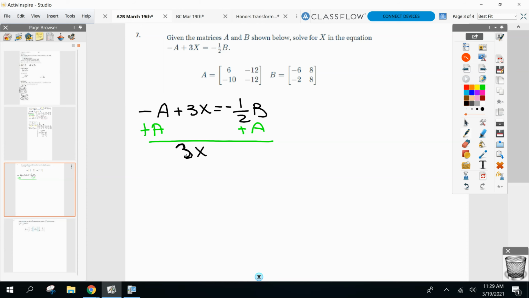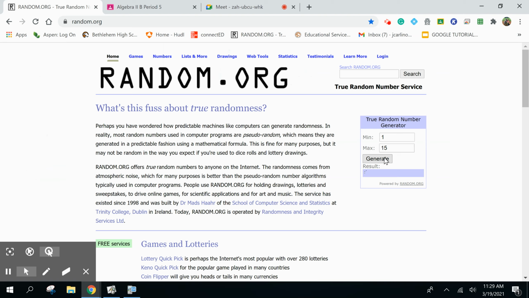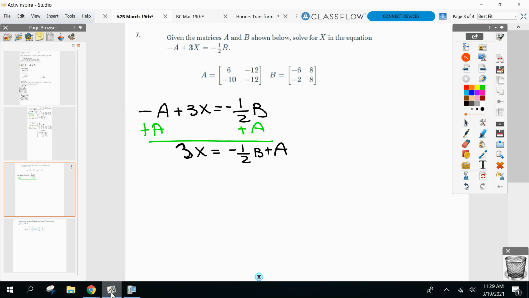3x equals negative 1/2 b plus a. All right, next move. Get x by itself. What's up next? Here we go. Liz, what do you want to do next here to get x by itself? Multiply by 1/3. Good job. Yep, you even went ahead of me there.